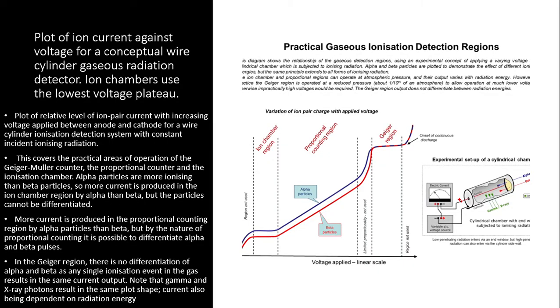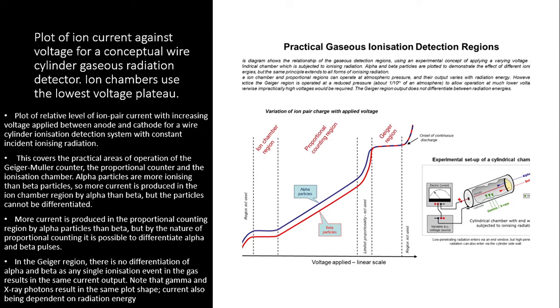Plot of ion current against voltage for a conceptual wire cylinder gaseous radiation detector. Ion chambers use the lowest voltage plateau. Plot of relative level of ion pair current with increasing voltage applied between anode and cathode for a wire cylinder ionization detection system with a constant incident ionizing radiation. This covers the practical areas of operation of the Geiger-Müller counter, the proportional counter, and the ionization chamber.